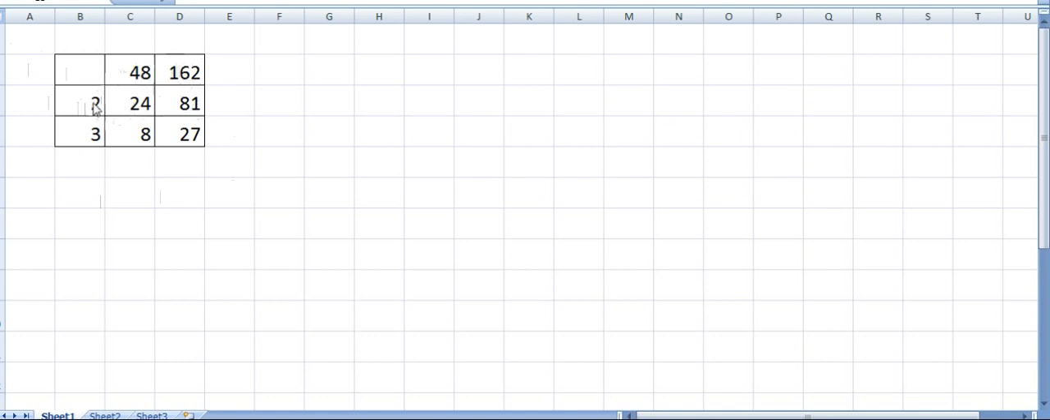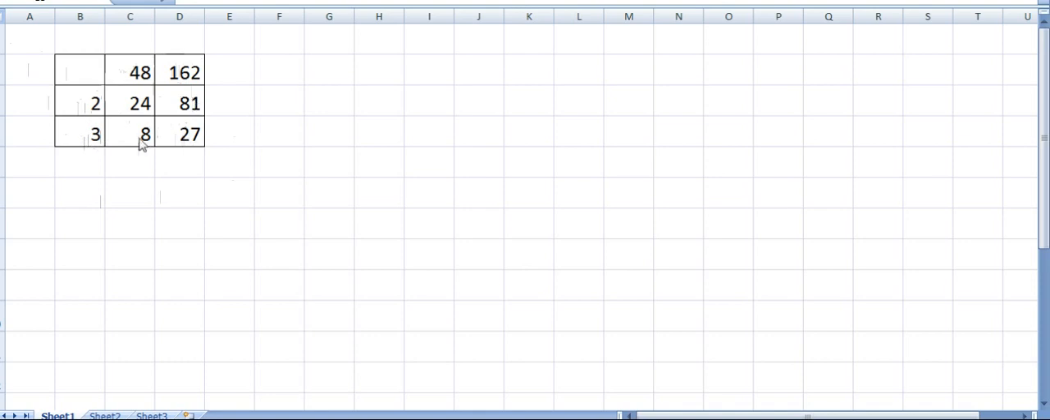Now is 24 and 81 divisible by 2 again? No. Then 3. What is the test of 3? 4 plus 2 is 6. Is 6 divisible by 3? Yes. So it is done. Is 8 plus 1 is 9? Is 9 divisible by 3? Yes. So both are divisible by 3. Try it. 3 8s are 24 and 3 27s are 81.